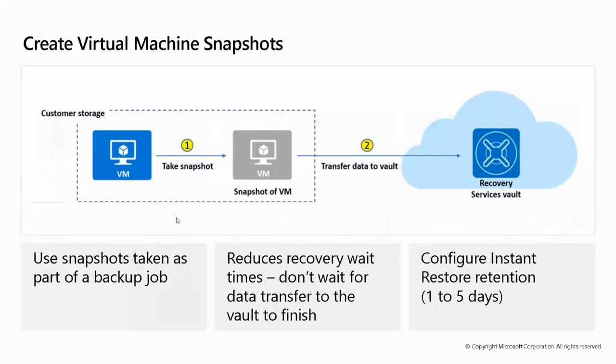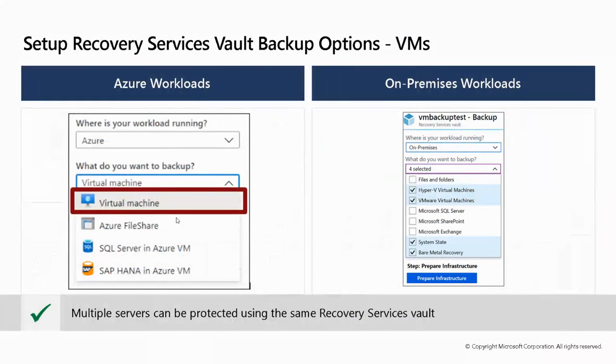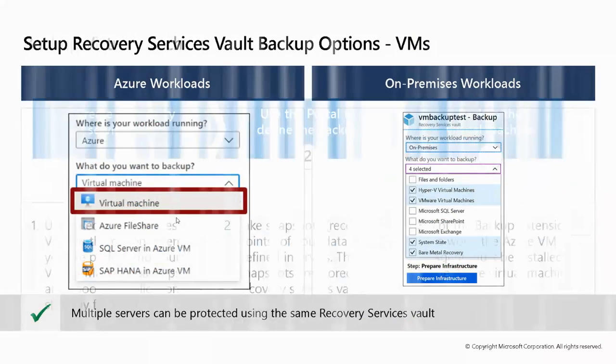We can create the virtual snapshots. It's just like a token, right? And it's going to reduce recovery wait time. So you don't wait for the data transfer to the vault to finish. As soon as the snapshot is running, it's going to be transferring data to the vault. Okay. And the restore retention can go from 1 to 5 days. Oh, I already talked to you about this one.